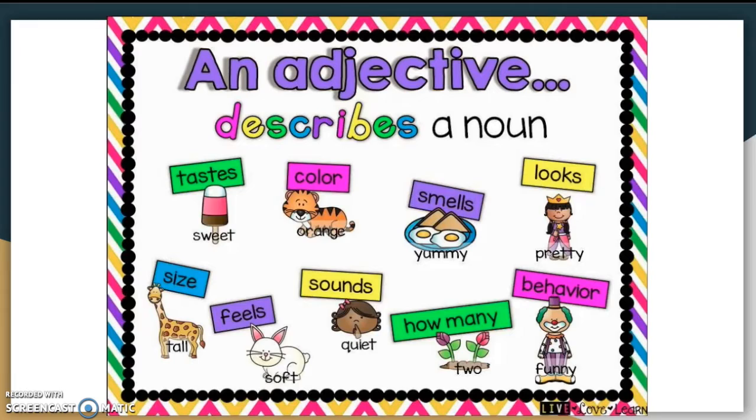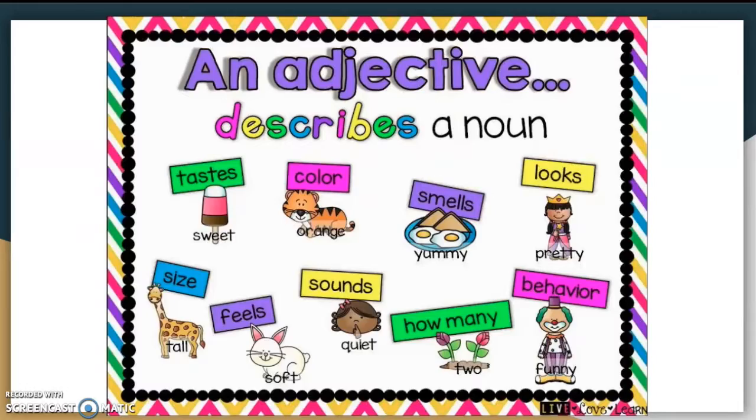Here's a picture to help you look at what an adjective could be. Again, an adjective would describe a noun. So it could describe how somebody looks, how something smells, what it tastes like, how many, and how it feels.